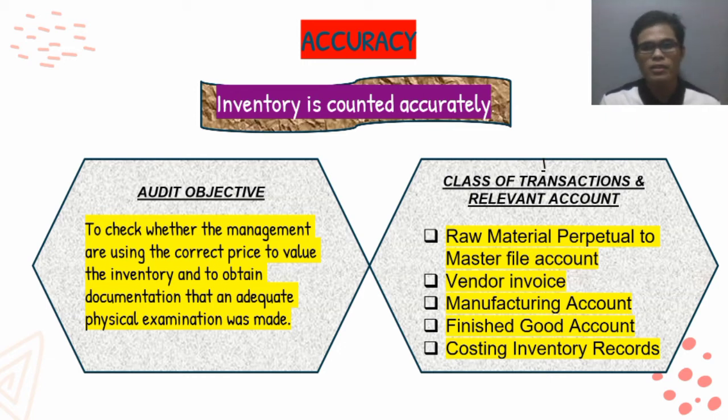The next is class of transaction and relevant account. The class of transaction and relevant accounts involved in the accuracy assertion are raw material perpetual to master file account, the invoice, manufacturing account, finished good account, and also costing inventory record.